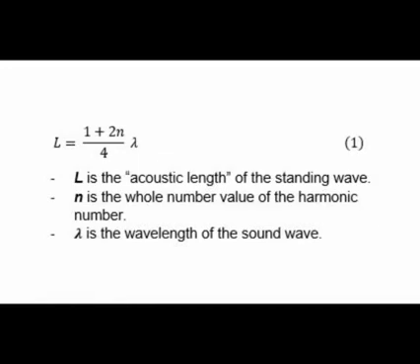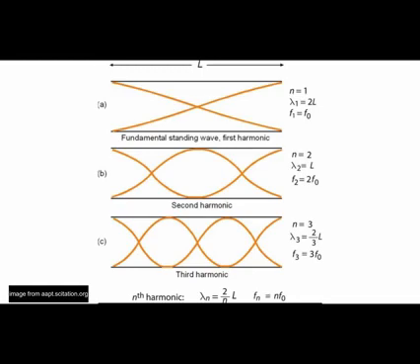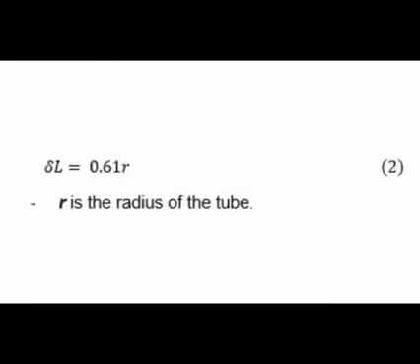L net equals (1 plus 2n) all over 4 times lambda. Contrary to what most textbooks say, the acoustic length of the standing wave does not equal the length of the tube from its open end to its closed end. The acoustic length of the sound wave extends slightly beyond the length of the tube. The relationship of the length that extends beyond the tube, delta L, is given.